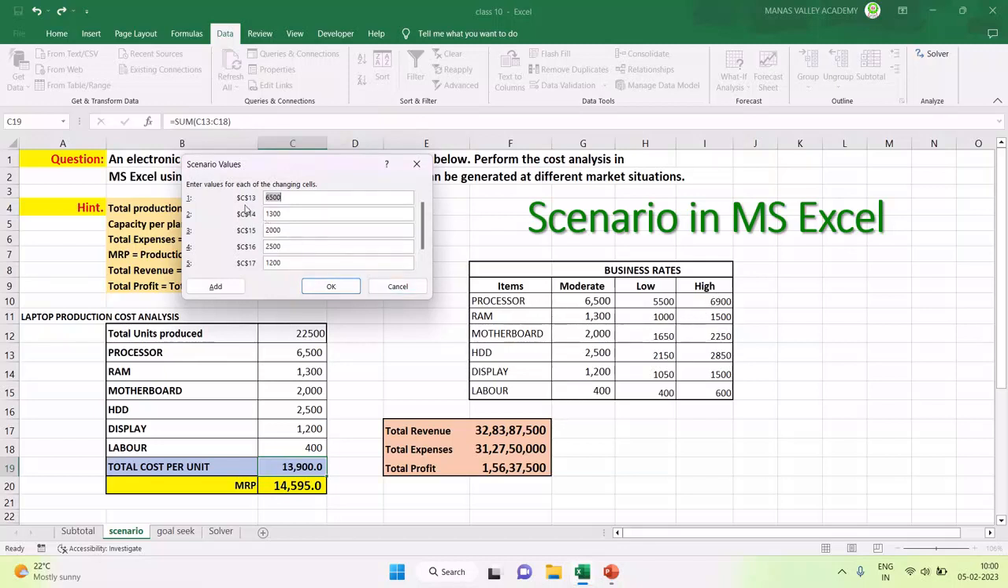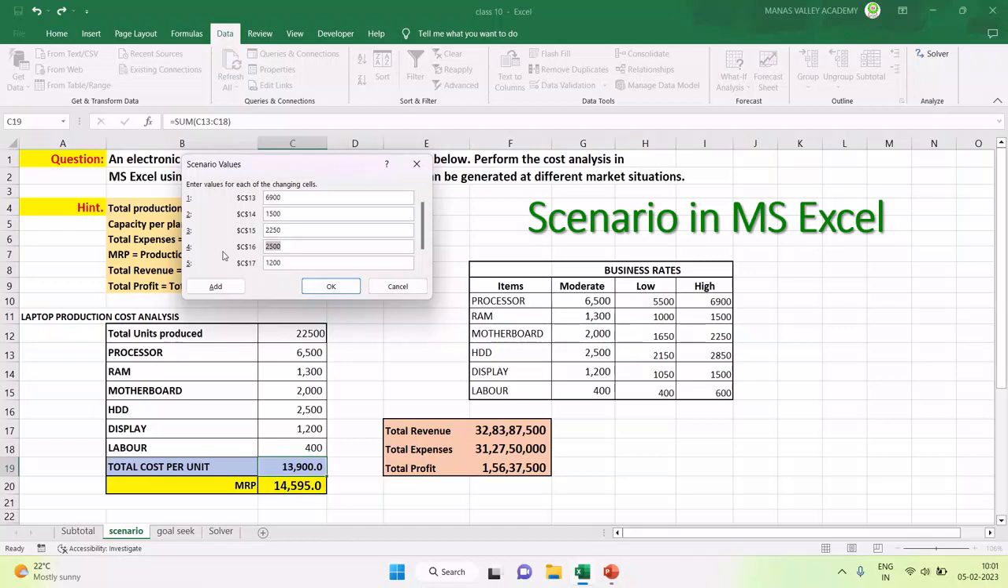Here it will ask you to assign the values for this scenario. So in this scenario, what will be the value in C13? C13 means the cost of the processor. In the moderate case the processor cost was 6,500, but in case of high business it will be 6,900. RAM cost will be 1,500. The third cell, the motherboard's high business cost, is 2,250.